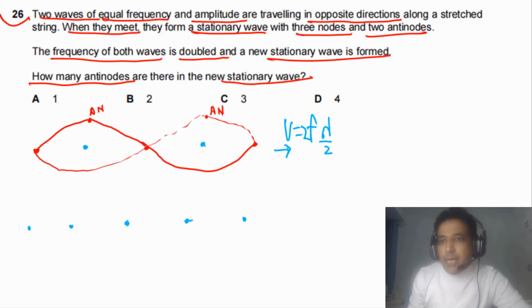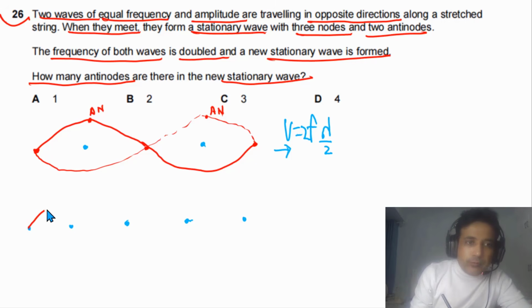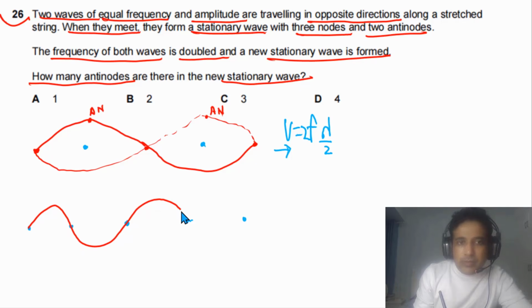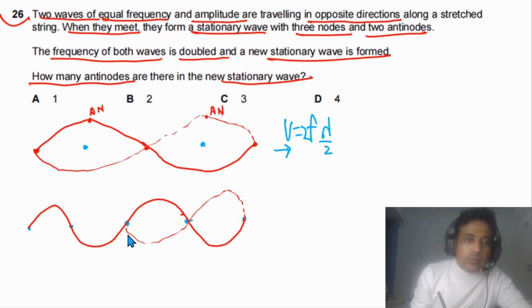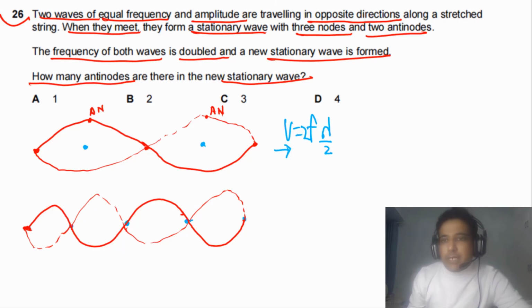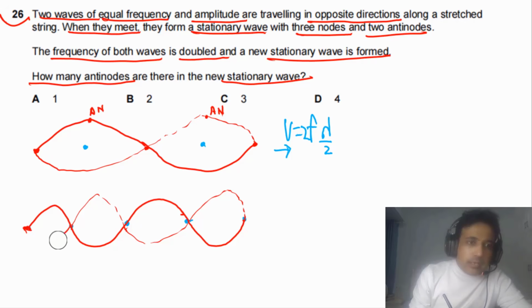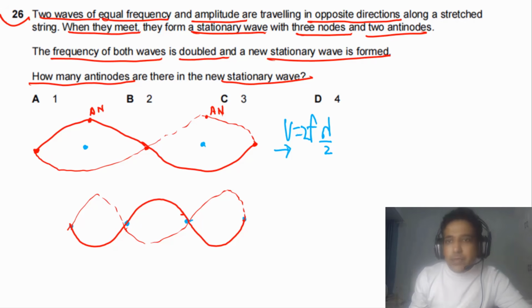So how many antinodes? First of all, we can draw this stationary wave. The stationary wave will look like this. We can also use dotted lines to make these loops. So this is the new stationary wave, not very good looking, but at least you can get the idea to count the number of antinodes. So let me redraw this part a little bit. This is not good looking, and also this part is not very good looking.